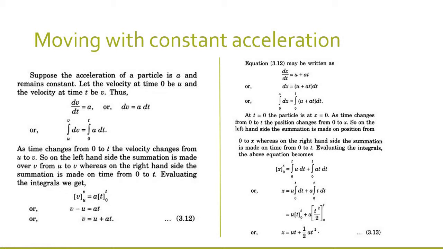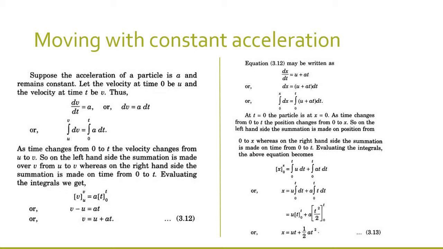Thus, since the acceleration is constant, we can write the equation dv by dt equal to a, which is dv equal to a dt. As time changes from 0 to t, the velocity changes from u to v. So the left hand side of the summation is made over v from u to v, whereas on the right hand side the summation is made on time from 0 to t. Evaluating the integrals, we get v minus u equal to at, that is v equal to u plus at.